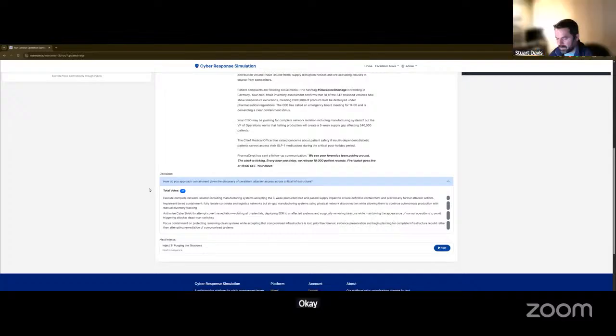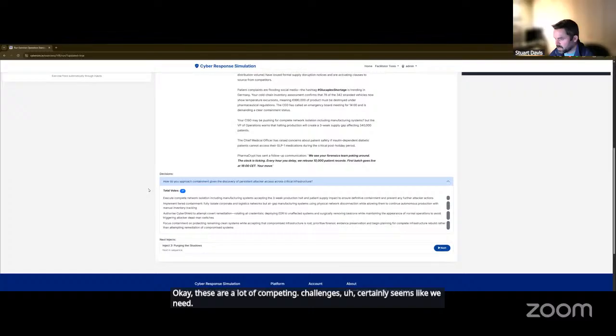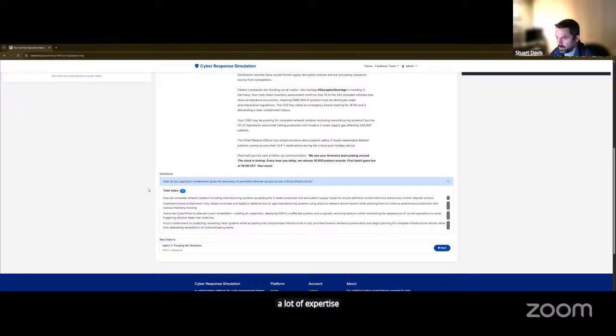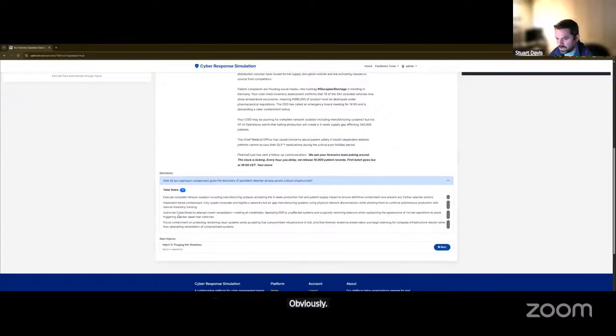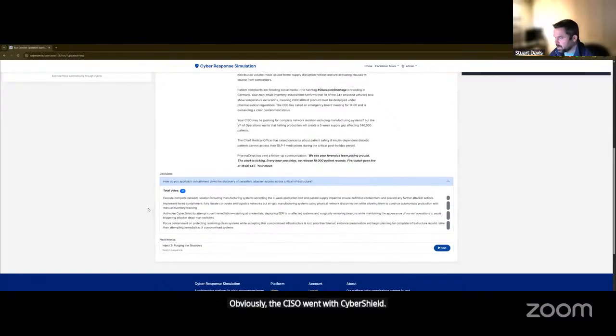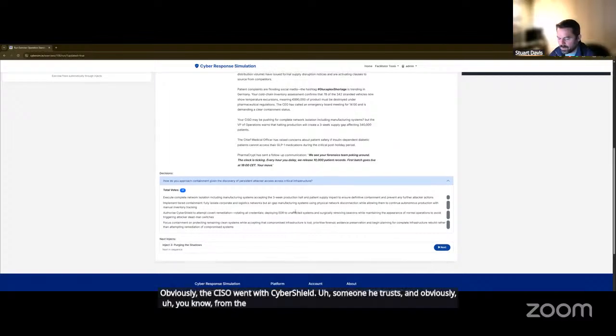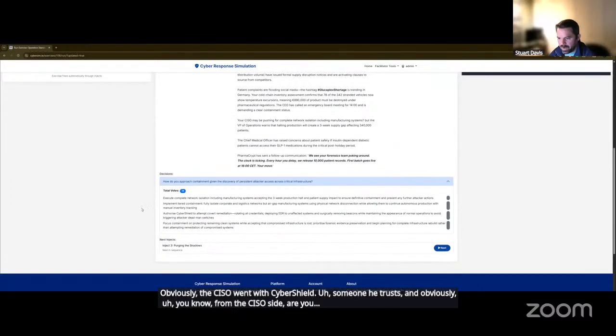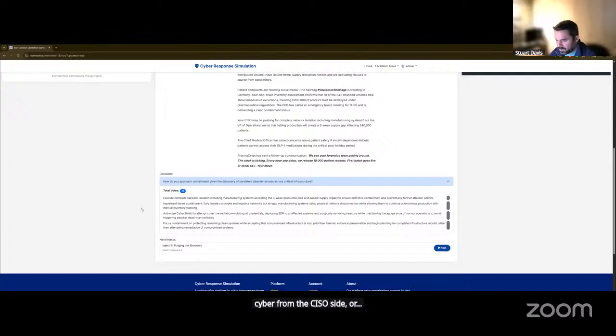Okay, these are a lot of competing challenges. Certainly seems like we need a lot of expertise. I hope we already had that expertise there. Obviously, the CISO went with Cyber Shield, someone he trusts. And obviously, from the CISO side, do you feel as though you have what you need? Do we need to bring in more experts in the areas of cyber from the CISO side, or do we feel as though we have enough?